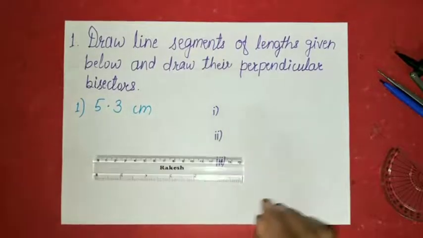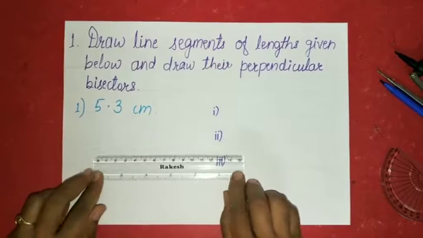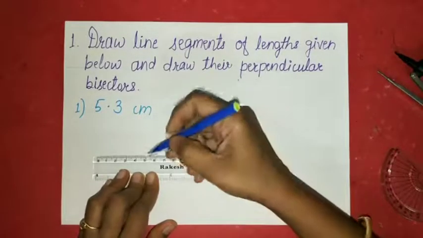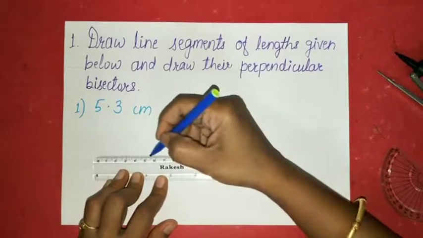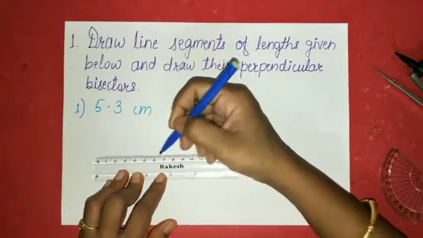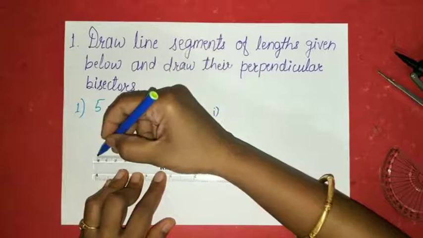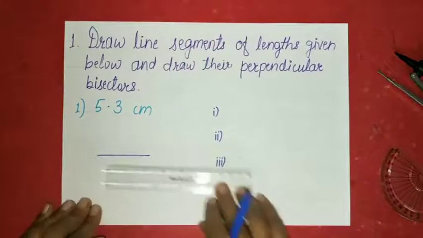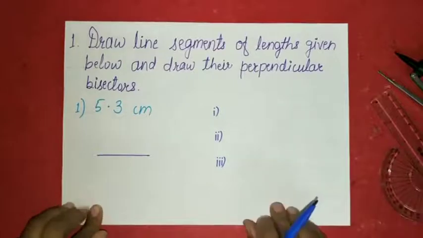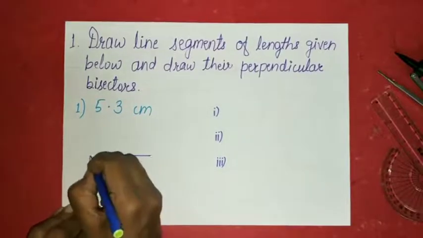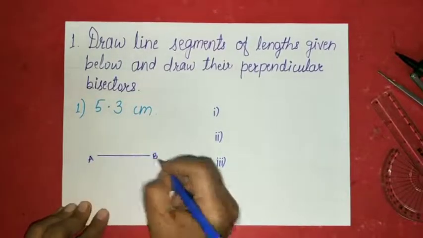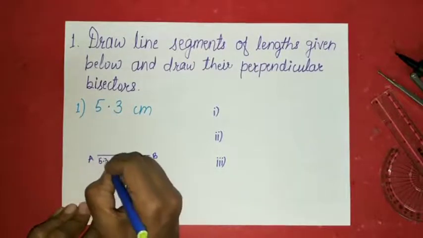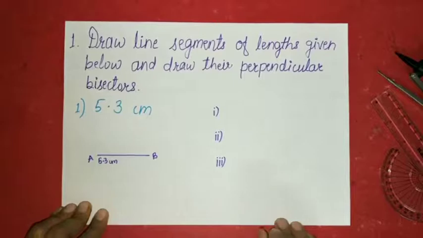So on the scale, we will draw the segment from 0 up to 5.3. That is the third line between 5 and 6. So start from 0, draw it like this up to 5.3. Give any name to this segment. Here I am giving AB. As this segment is of 5.3 centimeter, we have to write the measure below the segment.